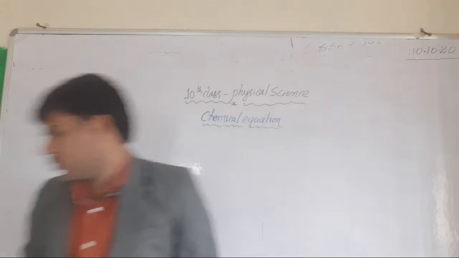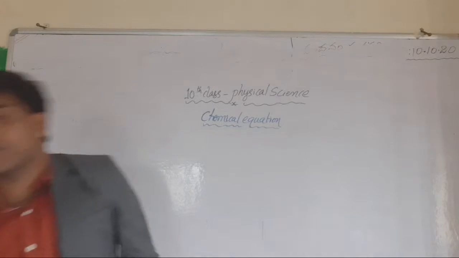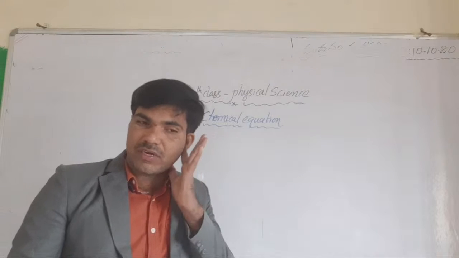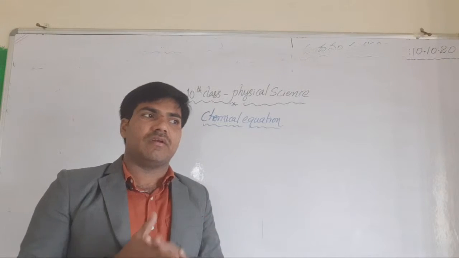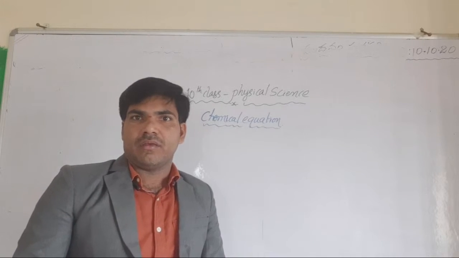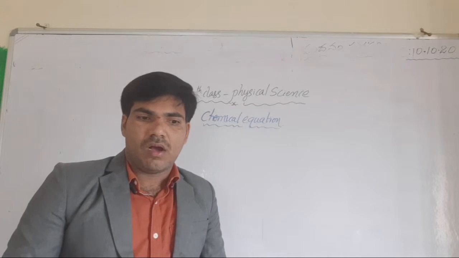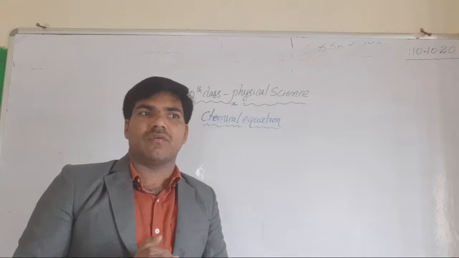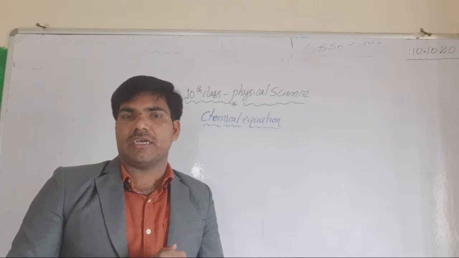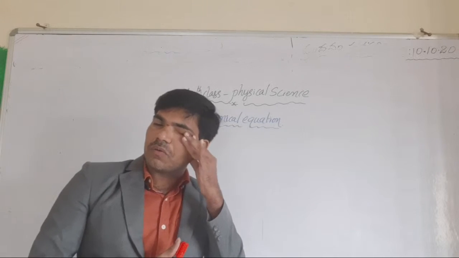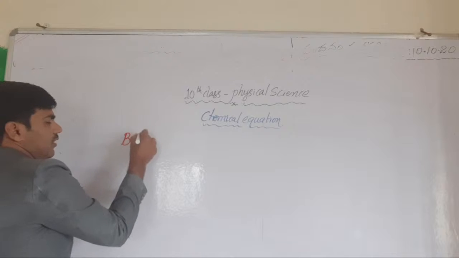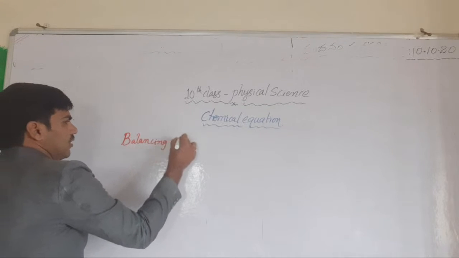Good morning, all the students. Now we are going on with what we concluded yesterday, which is about chemical equations. What is a chemical equation? We have completed that, and also how to represent a chemical equation, that is also already completed. Now we are going with how we balance our chemical equation. That is very important, the balancing of a chemical equation.